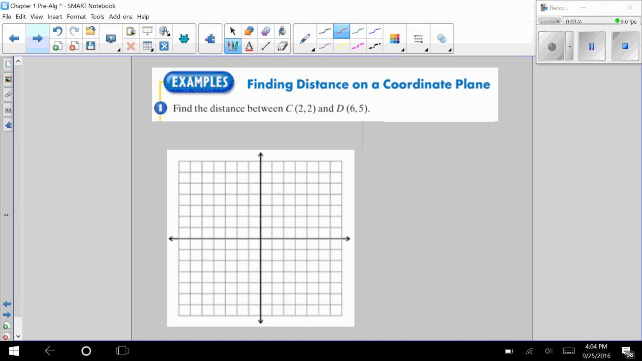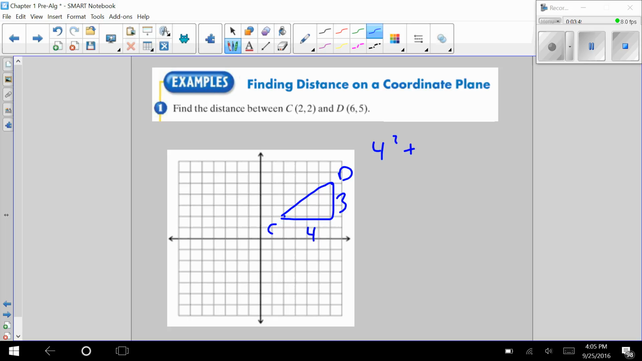You can now try this one. Find the distance between C, 2, 2, and D, 6, 5. Start by plotting. 2, 2 is right about here. There's C. And 6, 5, right about there. There's D. Draw our triangle. Count the horizontal, which is 4, and the vertical, which is 3.